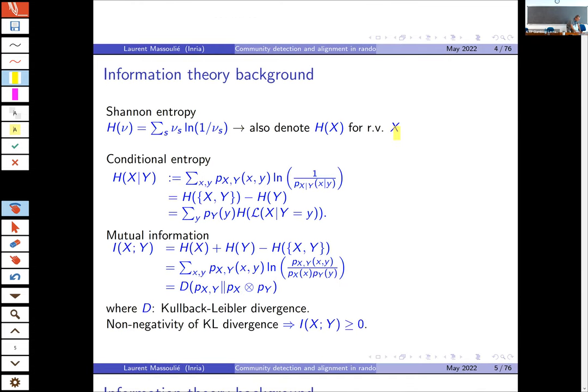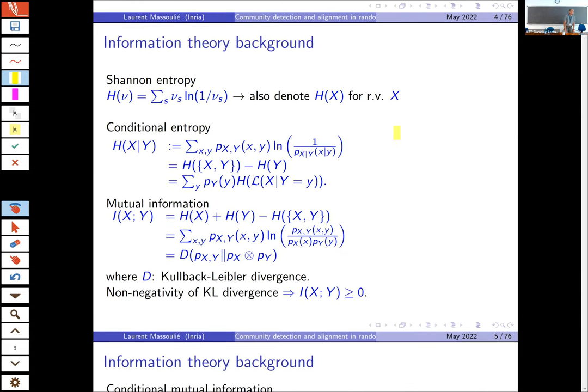Okay, let me recall some notation. I think it's just a recap of notation for most of you, because I've seen at least in the last talk, mutual information was presented. So let's just set the notation right. H will stand for the entropy of a distribution. So H of nu is the Shannon entropy of the stationary distribution of our stochastic matrix P. Conditional entropy can be defined in many ways. So conditional entropy of a pair of random variables is the joint entropy minus the entropy of the conditioning variable.